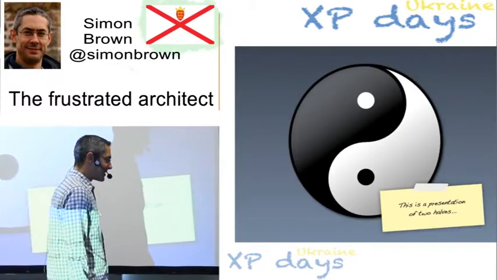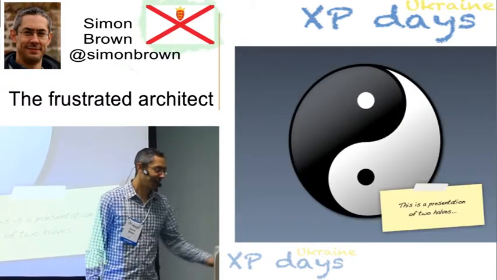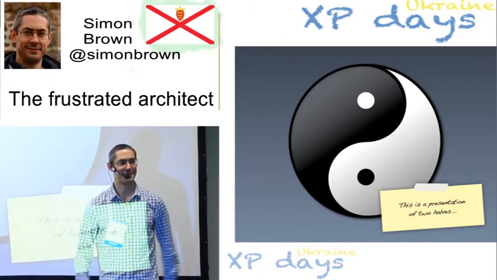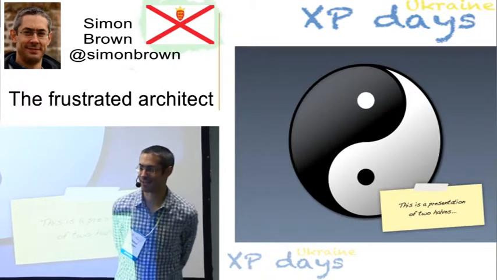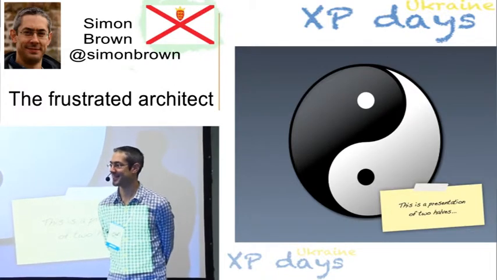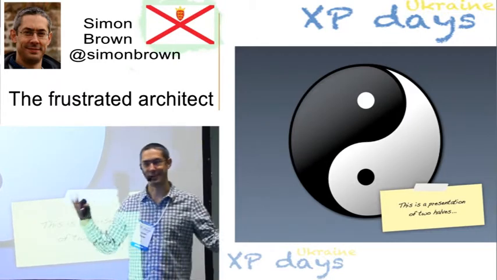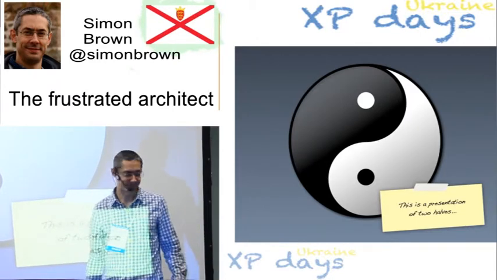So what are we going to talk about? This is a presentation of two halves. There's a good half, and there's a slightly bad half. And the bad half is coming first. And I don't mean bad as in it's going to be bad, I mean it's going to be frustrated. So we have to get through the frustration, and then we can get to the serenity bit and see how we can fix all these problems.